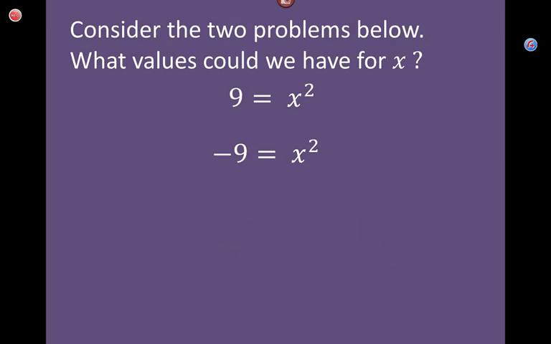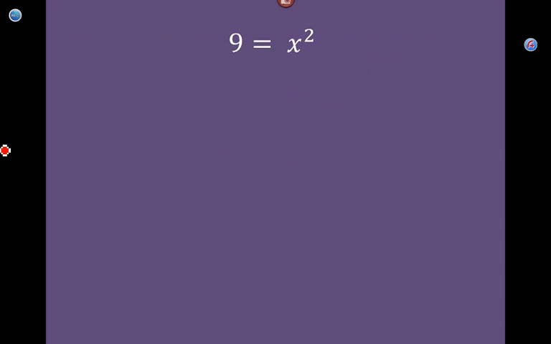So here we go. I'd like to start off the video by asking you to consider these two problems below. What values could we have for x? And the real good way to approach this type of problem is to ask yourself what times itself is 9? And down here, what times itself is -9? So let's do this first problem. What times itself is 9?